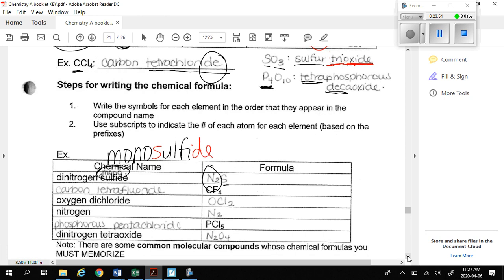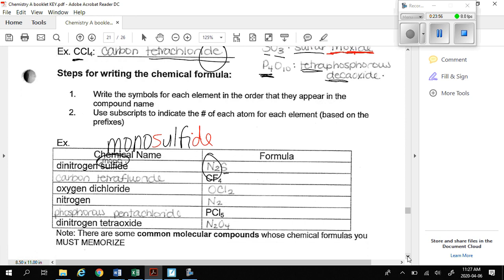Carbon tetrafluoride. So since there's no prefix on carbon, we know there's just one of them since it's the first element. And tetra means 4, so it's CF4. Oxygen dichloride, again, since there's no prefix on the first one, oxygen, we know there's just one. Dichloride, di meaning 2, so 2 chlorines, so Cl2, OCl2.